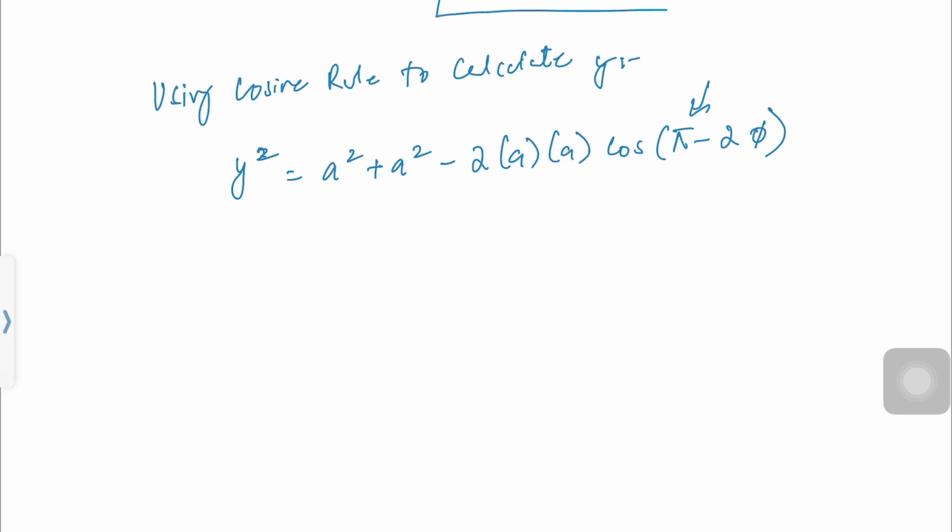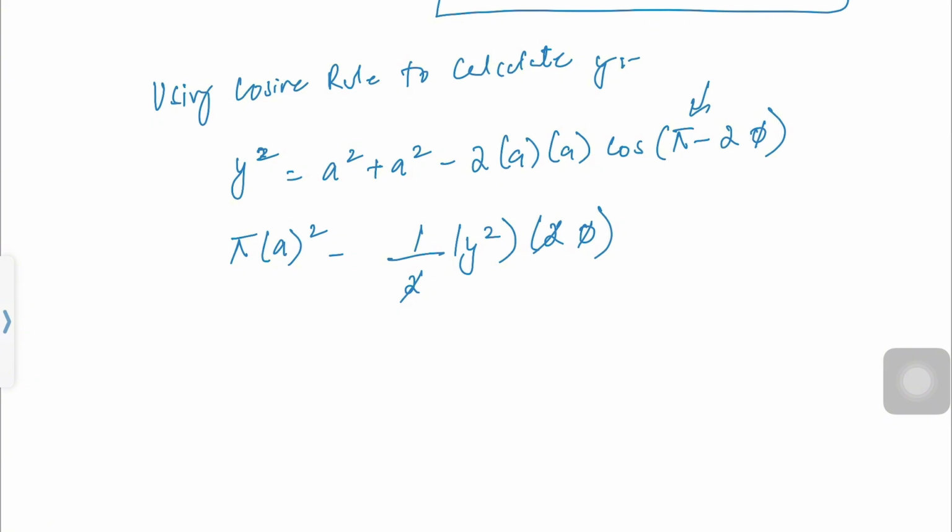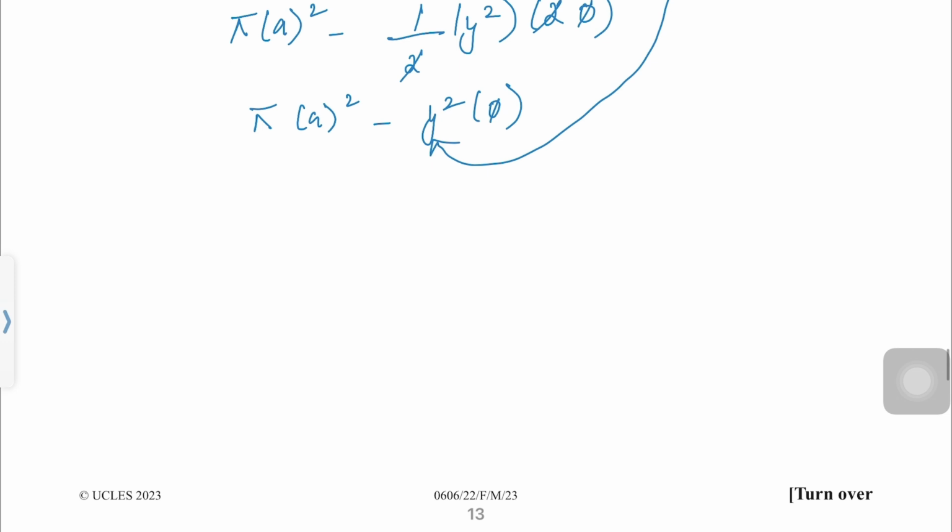So let's just write this first. That would be pi a squared, where a is our radius, minus 1 upon 2 y squared times 2 phi. That 2 and 2 would be cancelled. This would be y squared and phi. Sorry, this would be negative. This y squared can be substituted here.